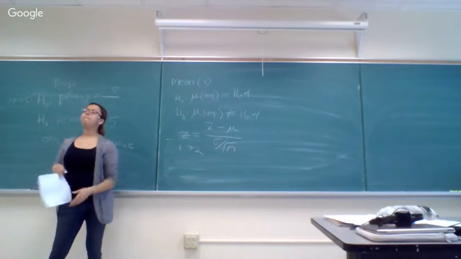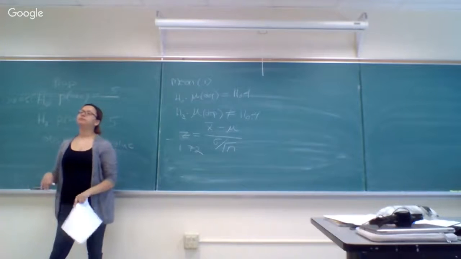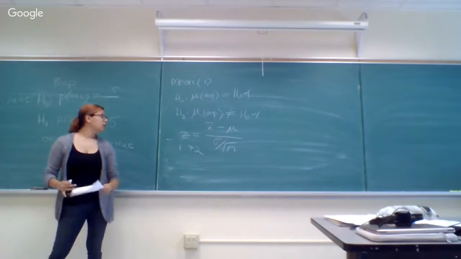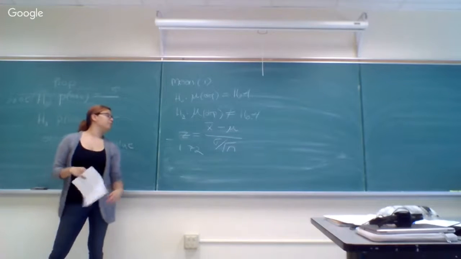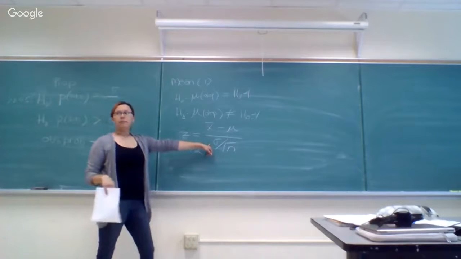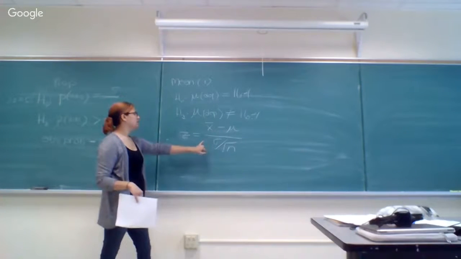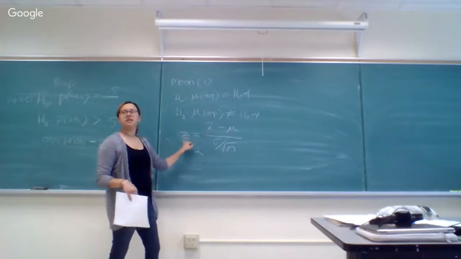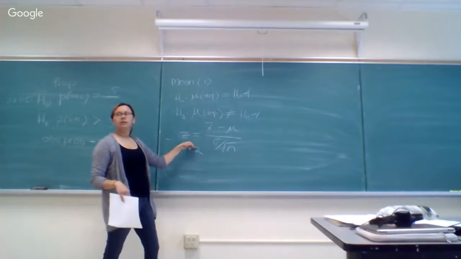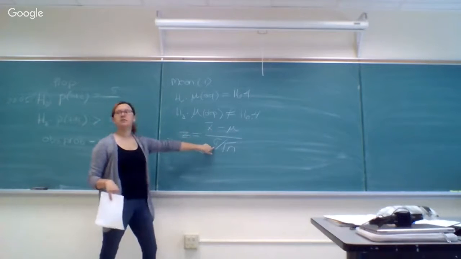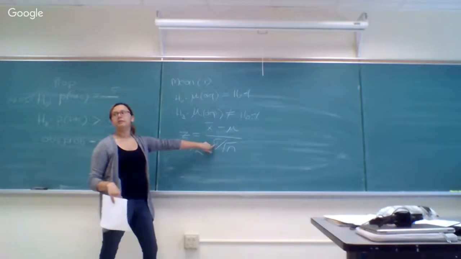Is sigma divided by the square root of n the sample standard deviation? So this is the population standard deviation. If we didn't know what the population standard deviation was, we would use T instead, because we don't know enough about the population, so this would be an S instead of a sigma.